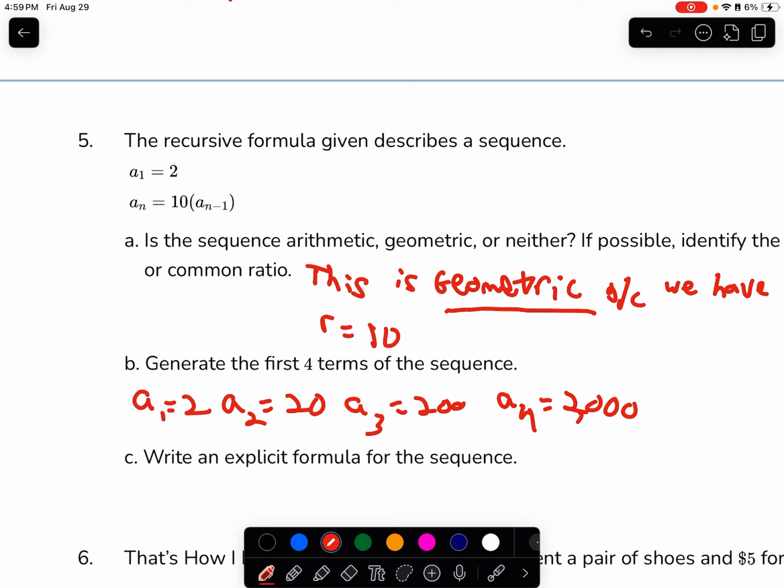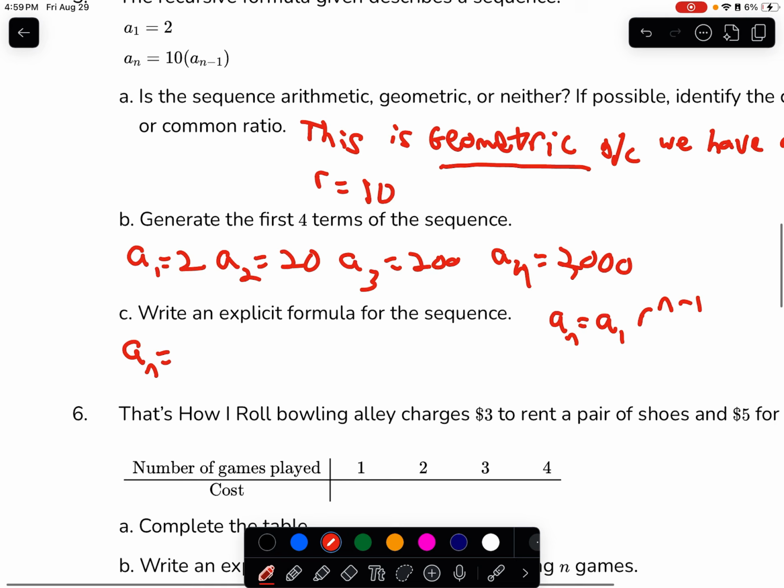Write an explicit formula. Well, remember the explicit formula is a sub n equals a sub 1 times r to the n minus 1 power. So it'll be a sub n equals 2, because that's a sub 1, times 10, in parentheses, 10 to the n minus 1 power. Okay.